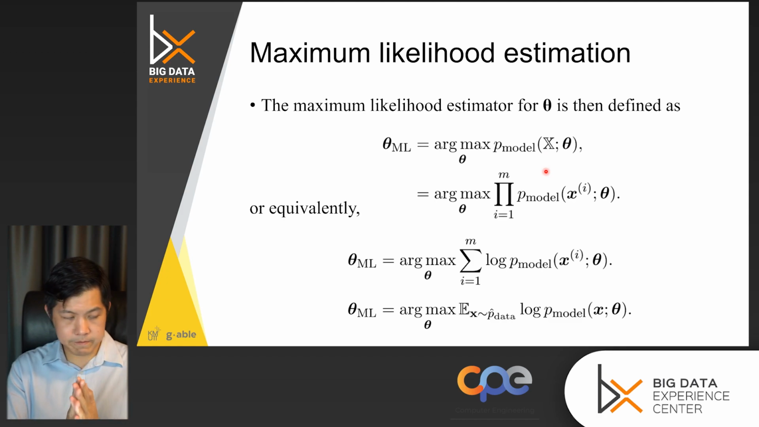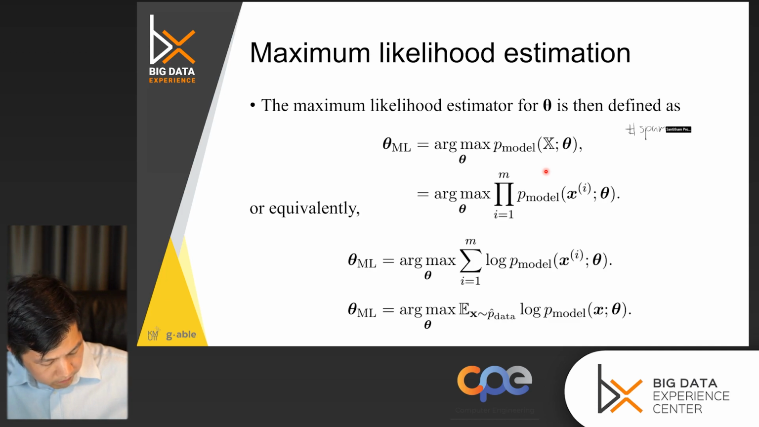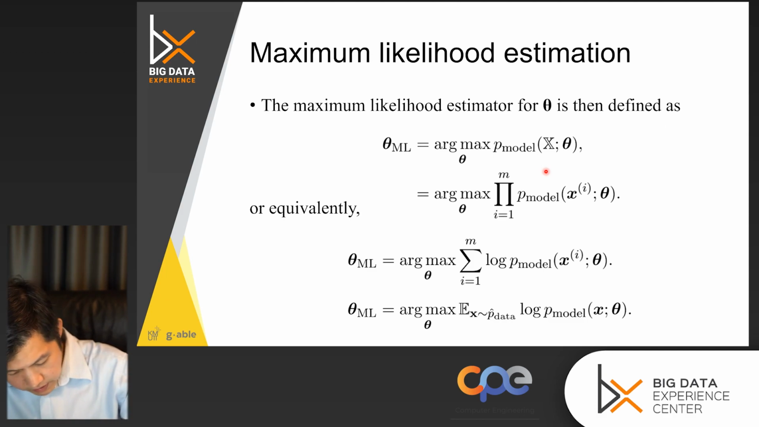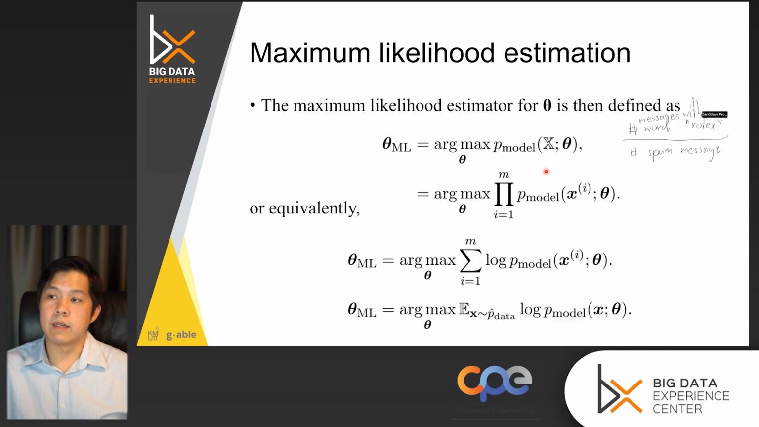Think about it, I think this would be a simpler one, like the number of spam messages. Oh no, it should be the number of words. It can be something like the number of messages with the word Rolex, divided by the number of spam messages. Right. This is something like the likelihood that we will observe this word in this spam set.